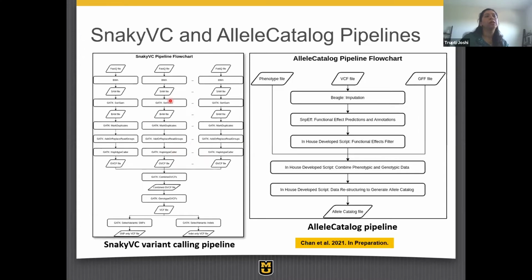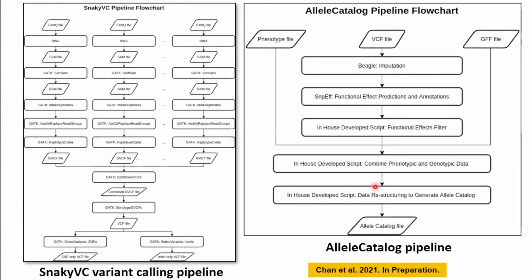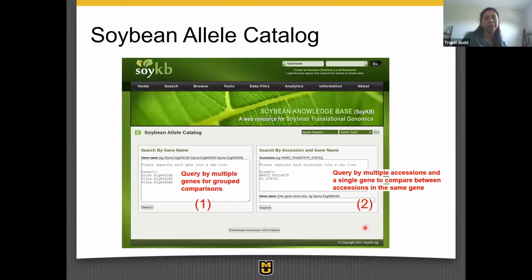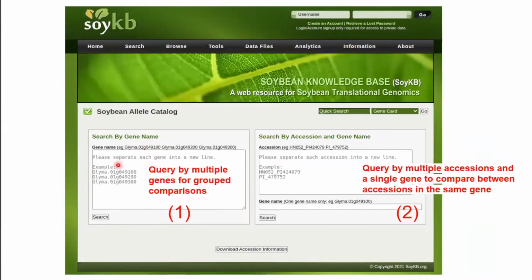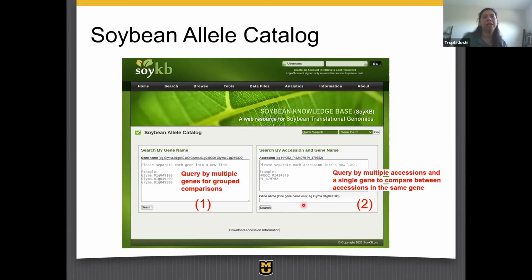In doing so, we built other pipelines for SNP analysis and for merging the data that needs to go into the Soybean Allele Catalog web tool. There are two pipelines that go with that, and we're working on a manuscript draft at this point, but this is available online. If you go to the Soybean Allele Catalog, you can either query based on a subset of genes that you want to investigate for allele diversity, or you can bring in some of the plant introduction or accession numbers in combination with one gene that you want to investigate in more detail.